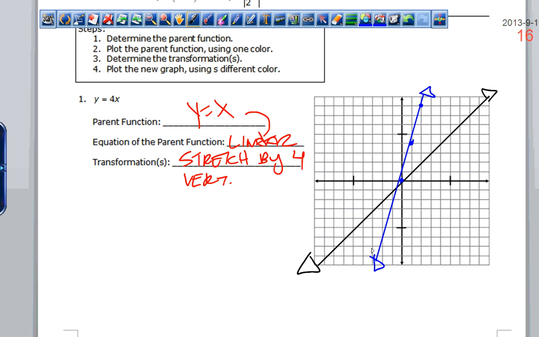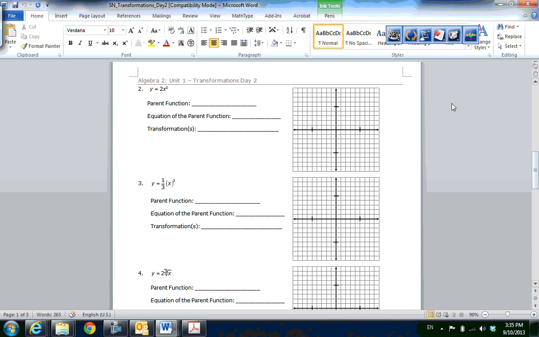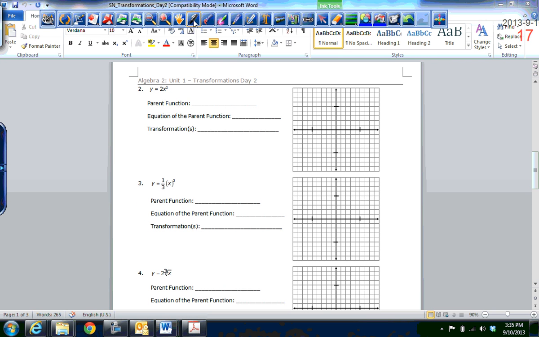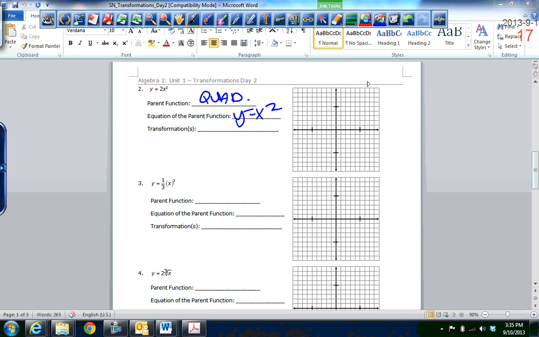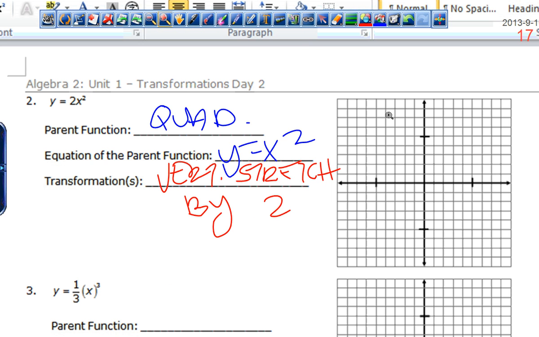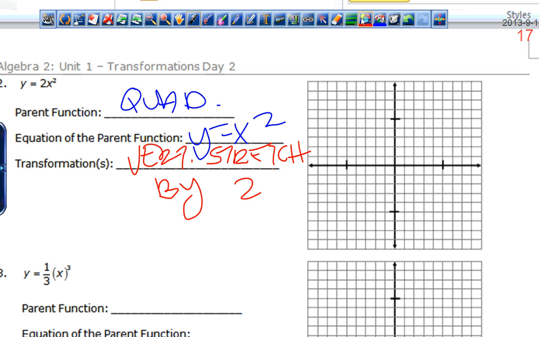Okay, number 2, what's our parent function? Quadratic. What is the equation for that? Y equals x squared, yes. So equation goes here, parent function goes there. What's the transformation here? Stretch, good. So vertical stretch by what? What's the number? By 2. Let's zoom in a little bit so we can really get after it. My parent function, y equals x squared, that's squaring all of our x values.